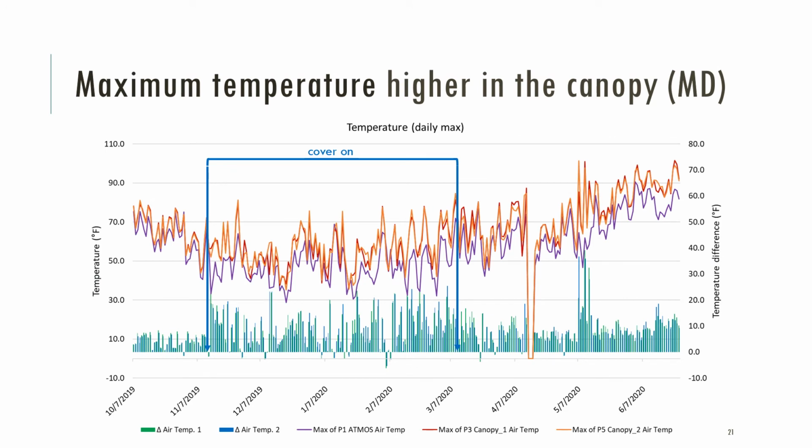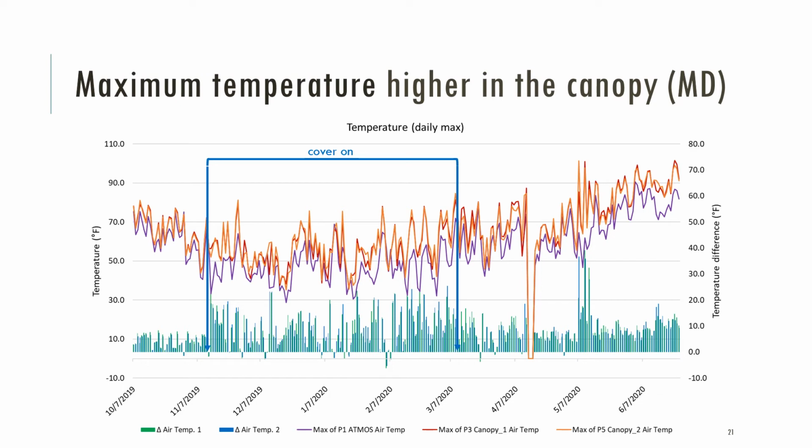This chart is again about temperature, but this time we are talking about the maximum temperature. So the maximum temperature is the highest temperature that was recorded for a day within a 24-hour time frame. This is for one of the sites in Maryland, and again between the two blue arrows that's the period that was covered. And in this case, purple is the weather station, and orange and red are the two canopy level sensors that we had installed at this site.